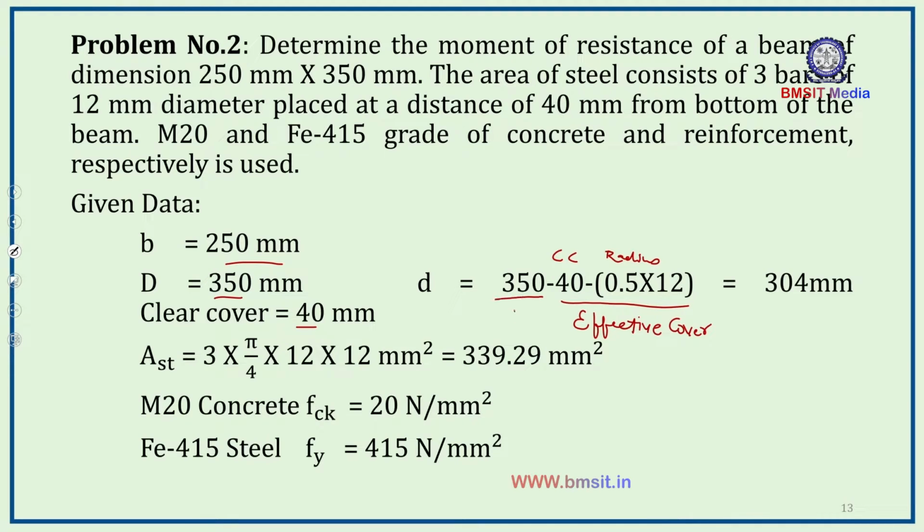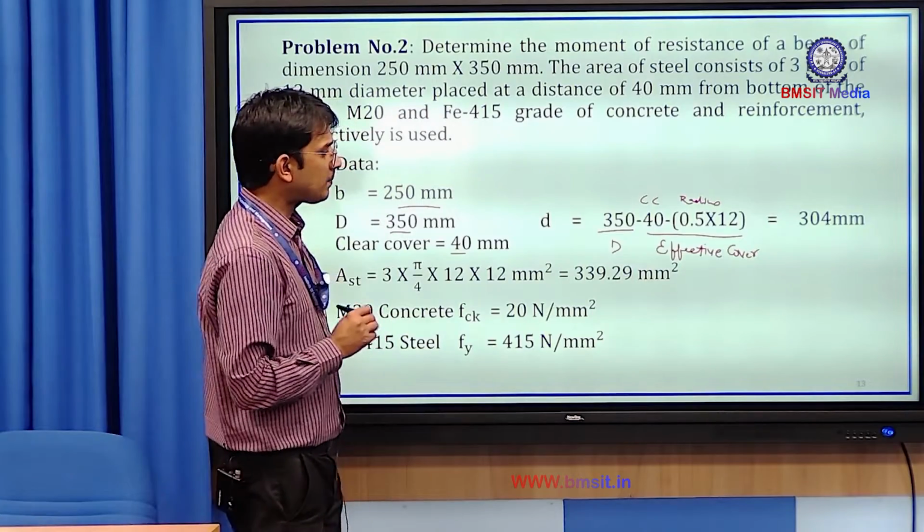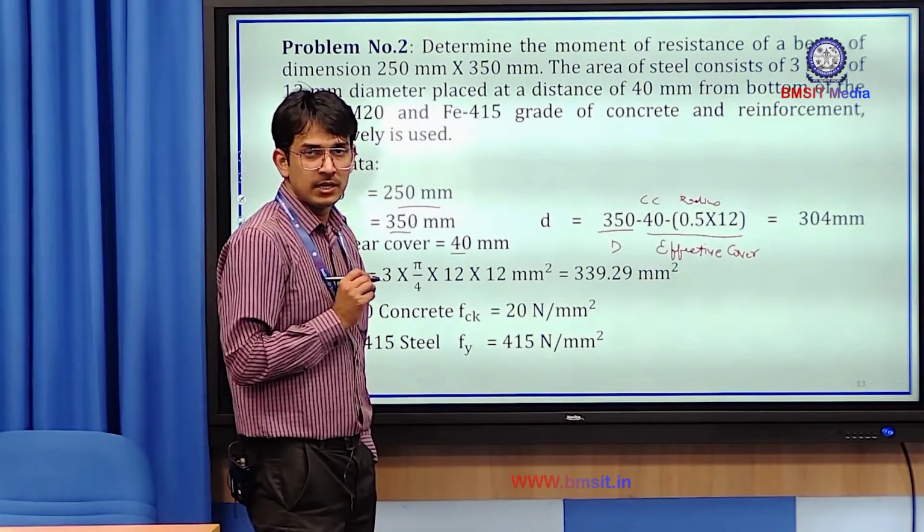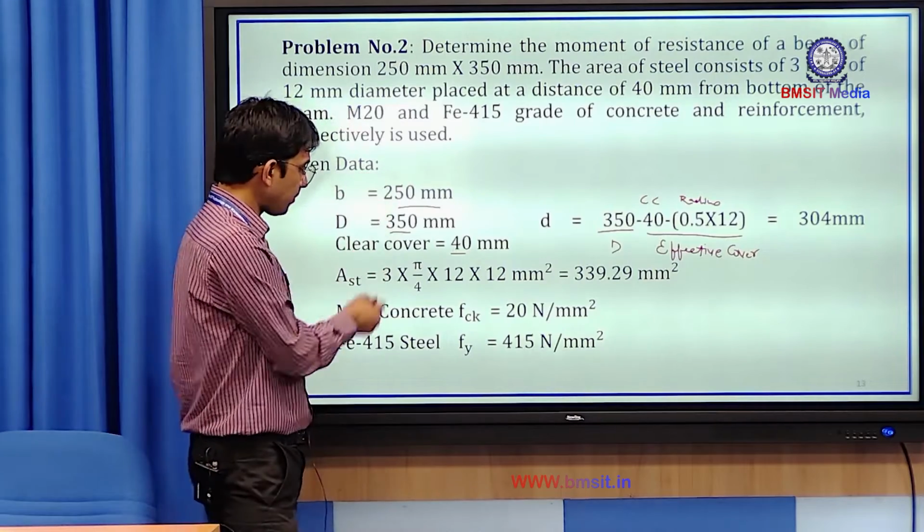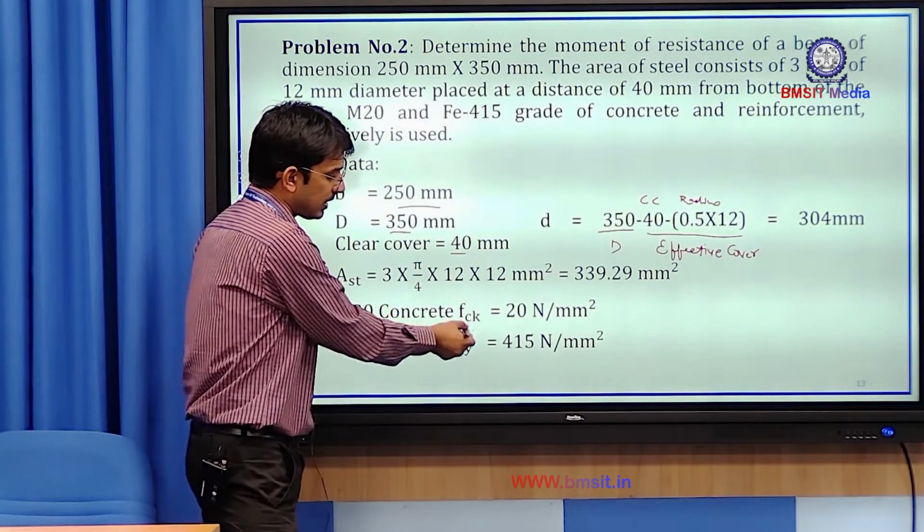So this is the overall depth. Overall depth minus effective cover, we get the effective depth. So this is all the information: M20 and Fe415. So fck and fy we have.